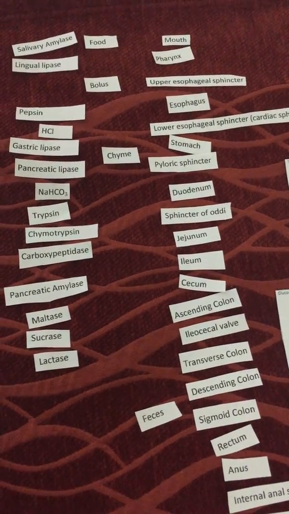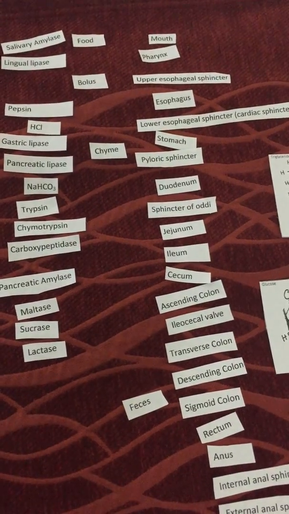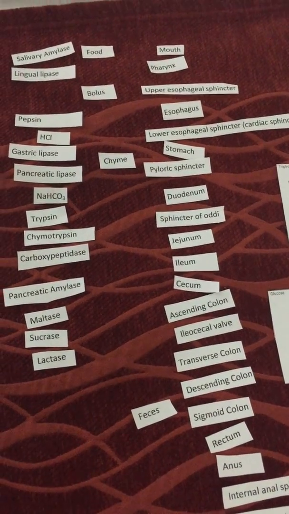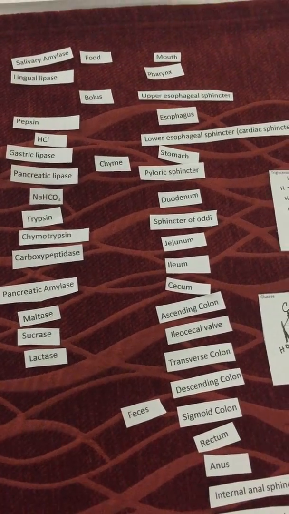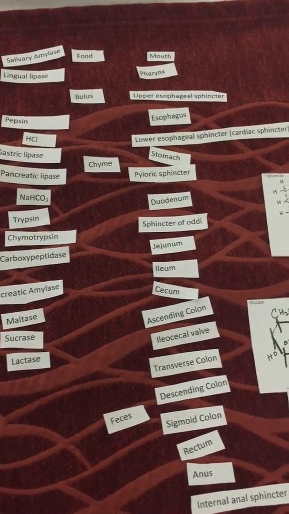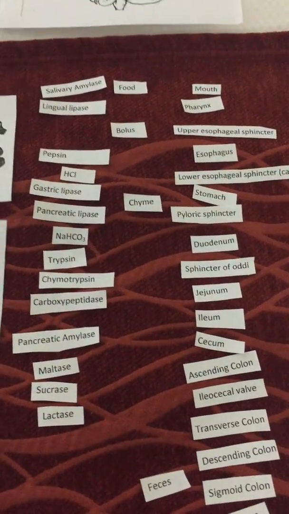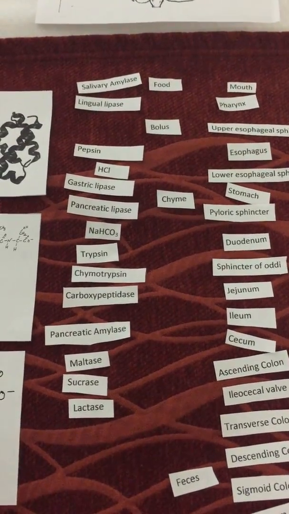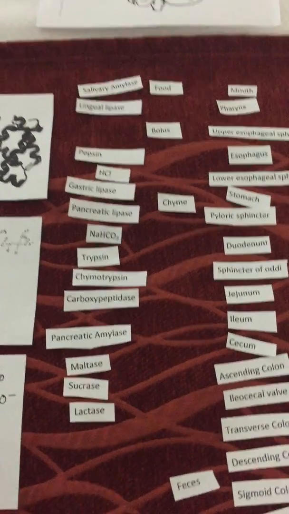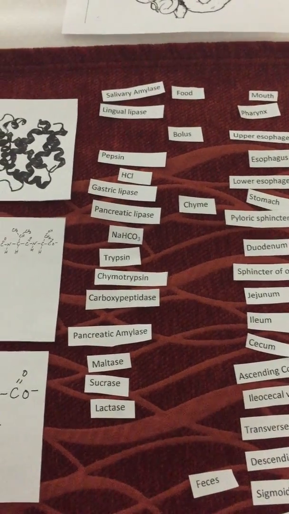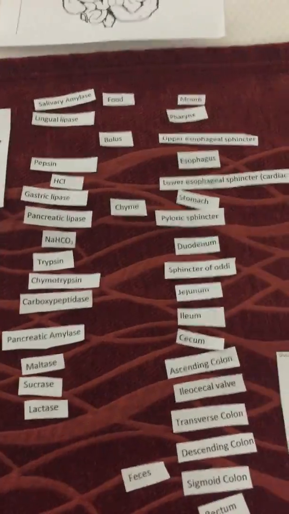bicarbonate from the pancreas neutralizes the acidic chyme from the stomach. The slow delivery of the chyme through the pyloric sphincter allows the chyme to adequately be neutralized. So, pyloric sphincter into the duodenum. The stimulus for the release of the bicarbonate from the pancreas is the hormone secretin.